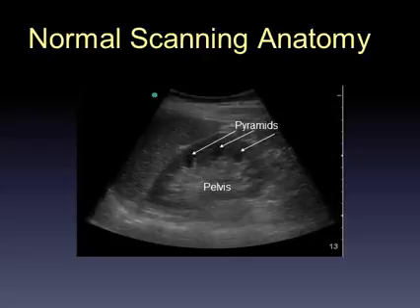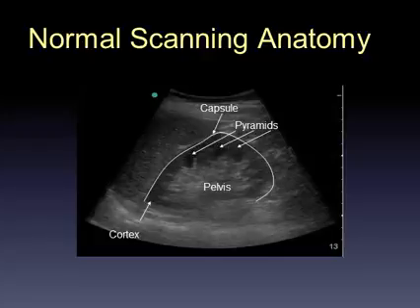Immediately above that, we see the pyramids, approximately in the mid-zone of the kidney, showing as dark, discrete segments, as they're containing fluid. Here we see the capsule and the cortex. The capsule just showing as a white line continuous with the renal fascia in this patient that has limited adipose tissue around the kidney. And the cortex is at least 1 centimeter thick there.